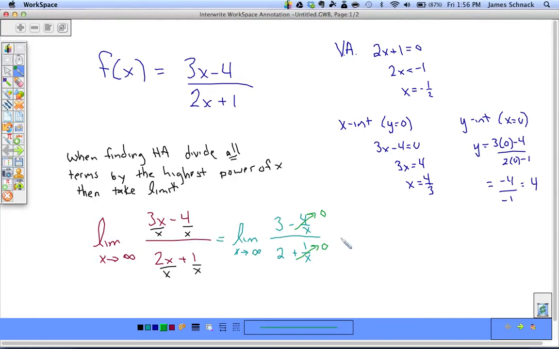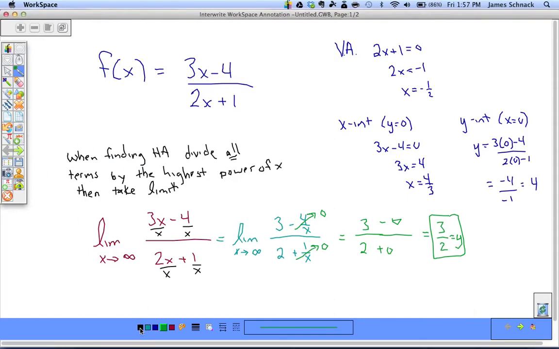And what do regular numbers get closer to? Well, as x gets huge, 3 stays 3. So 3 minus 0 is the numerator. As x gets really, really big, the number 2 stays the number 2, and the second term becomes 0. So this limit is 3 halves. Our horizontal asymptote is y equals 3 halves. Many of you have asked, how do I find the horizontal asymptote without graphing? This is how. You're almost always going to use your graphing calculator, but this is where we get the horizontal asymptote from an algebraic standpoint.